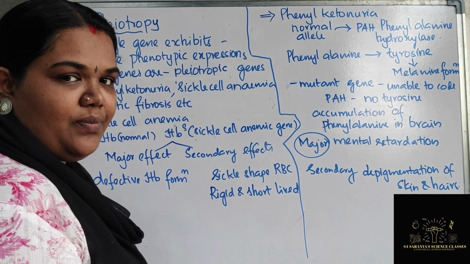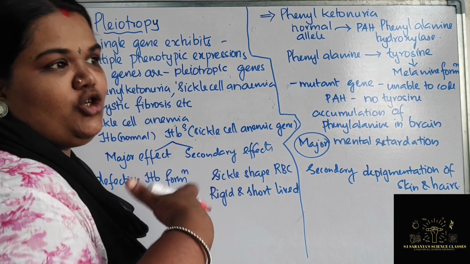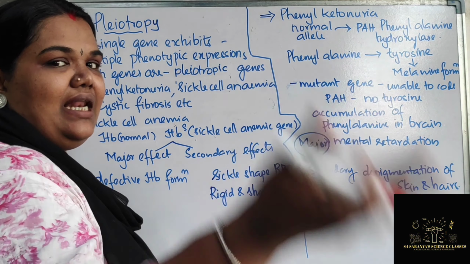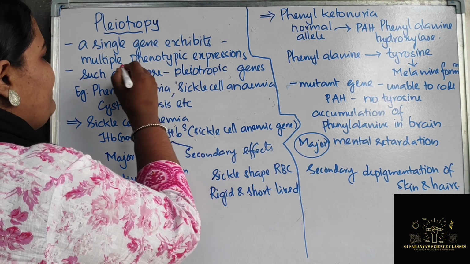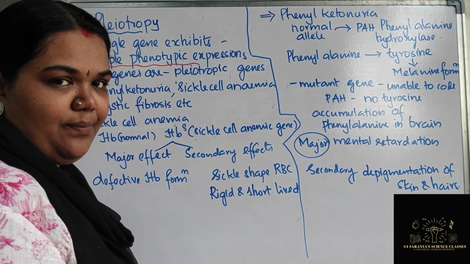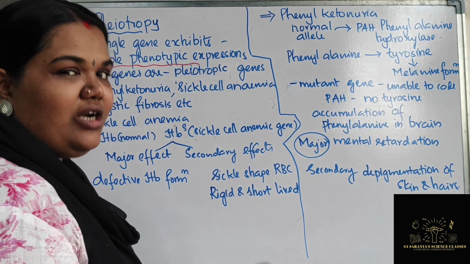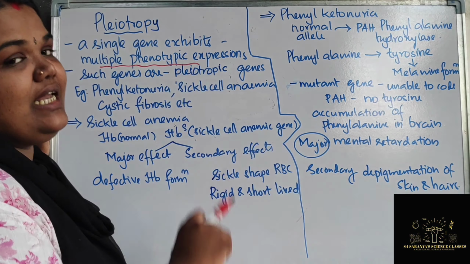phenotypic characters. That means not a single one, you will have multiple phenotypic expressions. Phenotypic means the different visible characters. So when a single gene controls multiple phenotypic expressions, that phenomenon is called pleiotropy. Such genes are called pleiotropic genes, right? We will have some examples, then you will have a clear idea.